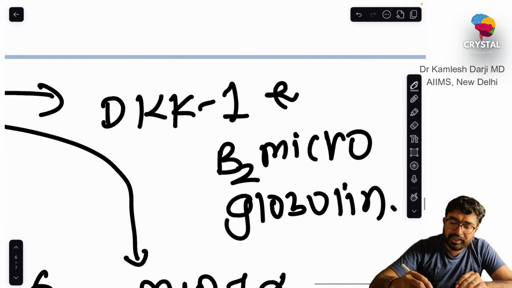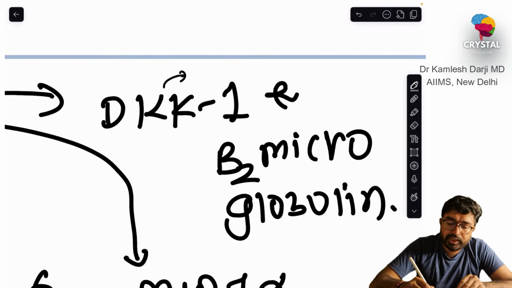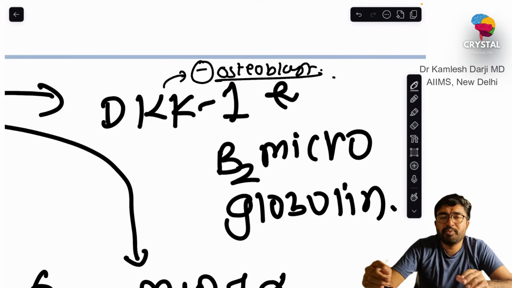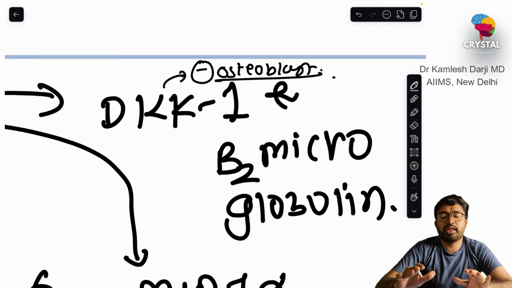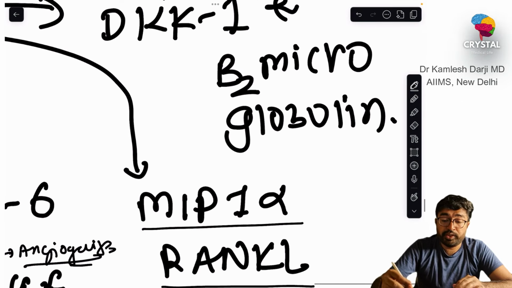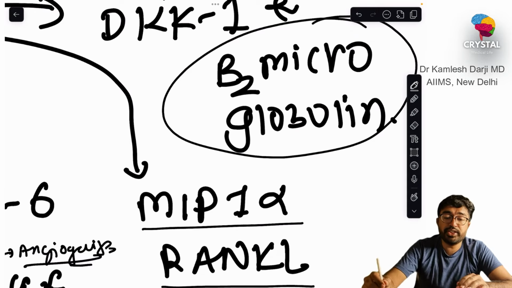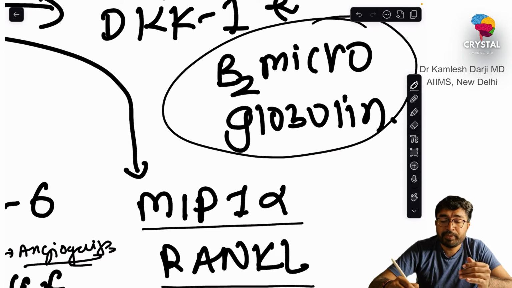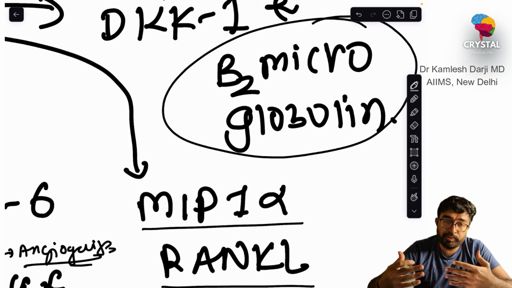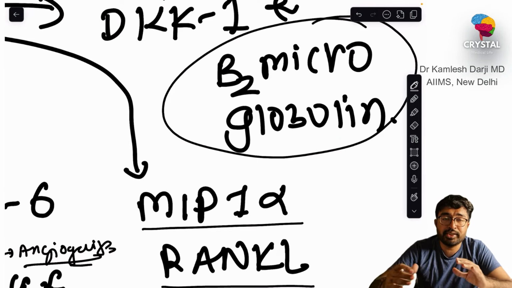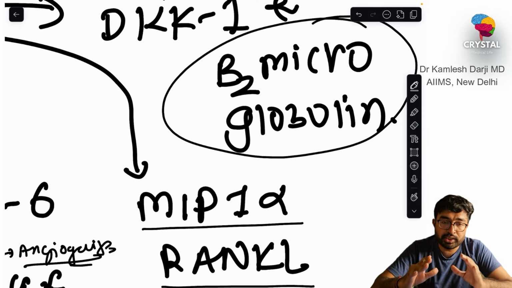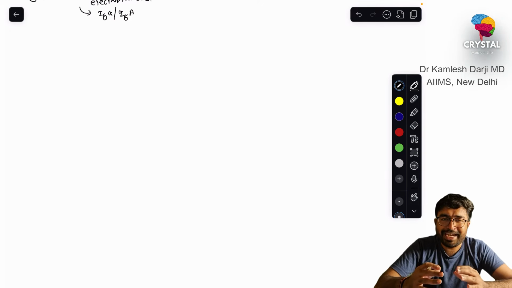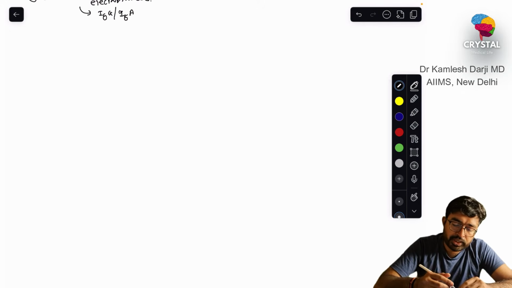This is DKK1, it will inhibit your osteoblasts so that your bone formation is completely shut down. And beta 2 microglobulin, this is the most important because clinicians are using beta 2 microglobulin for the assessment of the tumor burden. If the beta 2 microglobulin level is so high, then it predicts a poor prognosis. Pathologist and radiologist will make a diagnosis by combining all features.